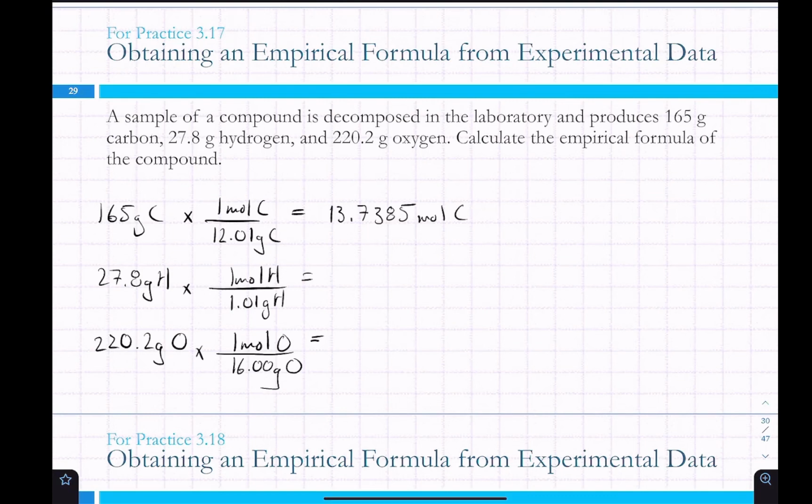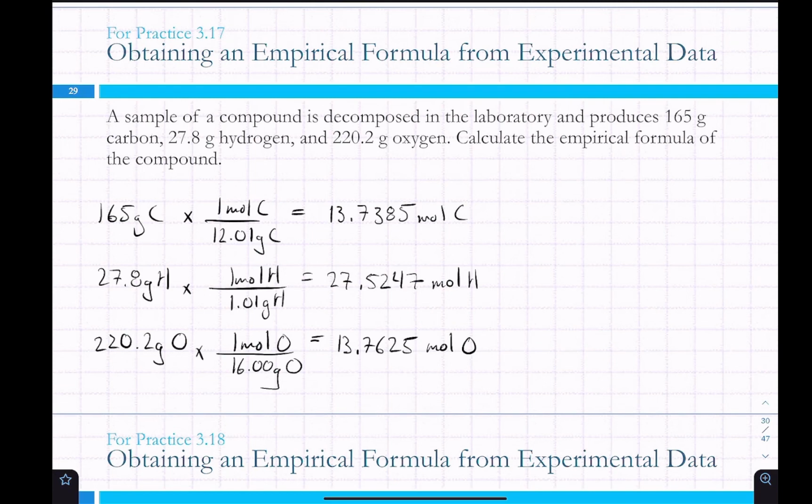And so that's 13.7385. And that's that one. And this one divided by 16. Great, we got the moles of each. So now we want to know the ratio. So how do we find out what the ratio is between these? You divide by the lowest mole. Divide by the smallest number of moles.